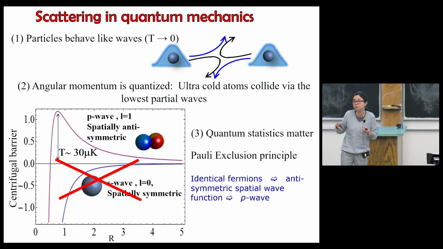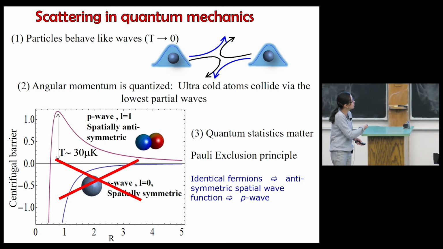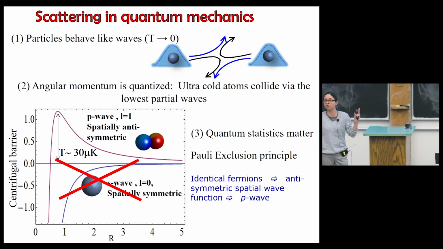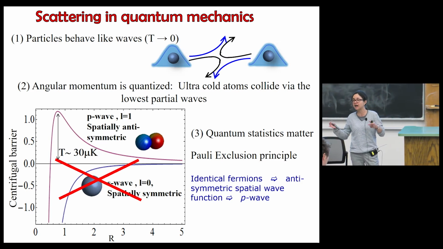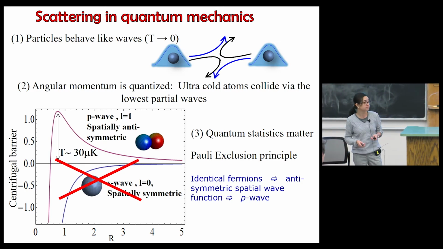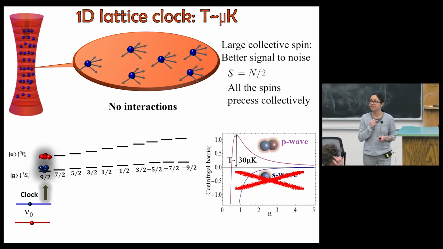So in principle, clock makers thought, okay, that's great. Let's make our clock with fermionic atoms. Let's use the barrier. Let's forbid these collisions, and we have the perfect clock. We put as many atoms as we can, and we have a very large signal-to-noise ratio. Well, this actually didn't happen.